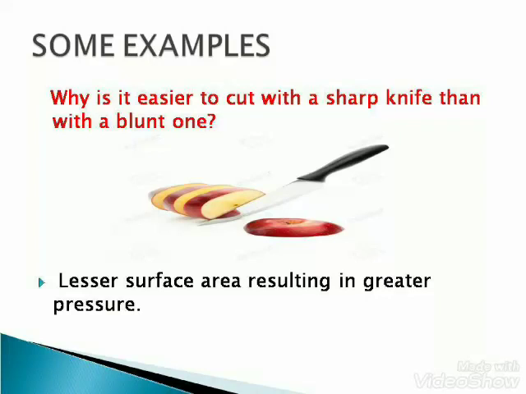Some of the examples. Why is it easier to cut with a sharp knife than with a blunt one? Try cutting vegetables with a blunt knife and also with a sharp knife. Which one is easier? A blunt one or sharp one? Obviously the sharp one. Because the sharp knife cuts more effectively than a blunt knife. Lesser surface area resulting in greater pressure.